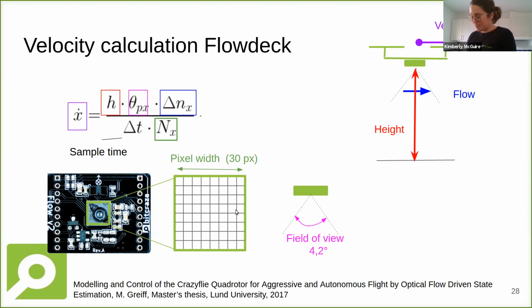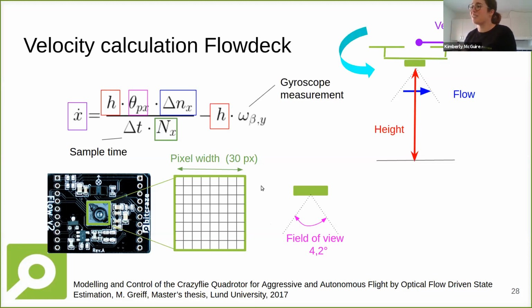Because what will happen if you have a Crazyflie and you actually move it like this? Then it is at the same position, it's not moving anywhere, but you're still seeing flow. So if you have that in your state estimator and your Crazyflie is moving like this, it's of course moving at an angle if it moves in a certain direction. So you need an extra factor, which is you need to subtract it with the gyroscope measurement times the height. So is everything clear about this formula until now?